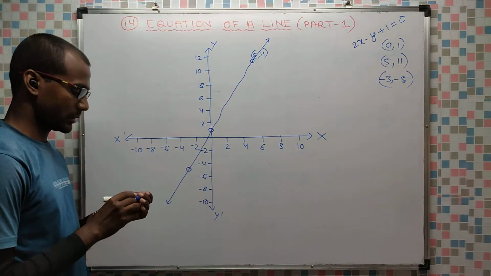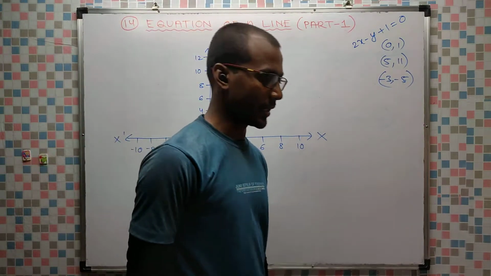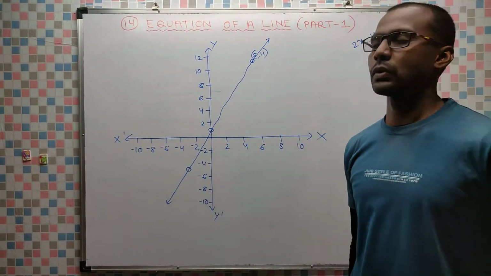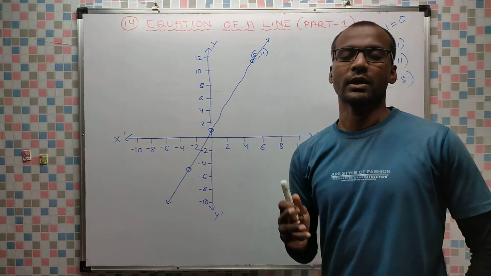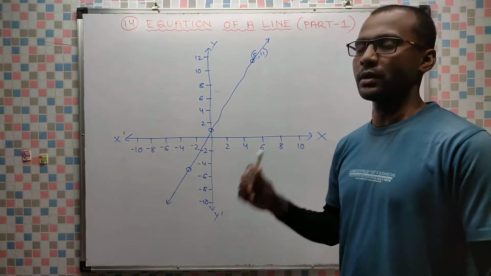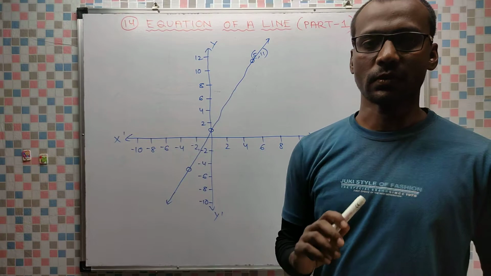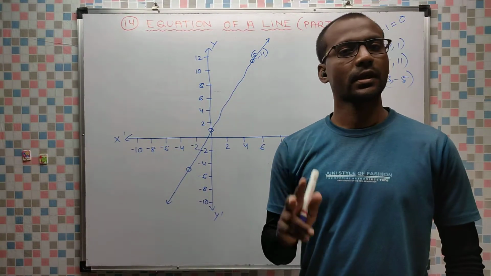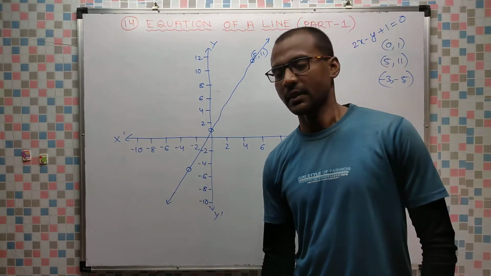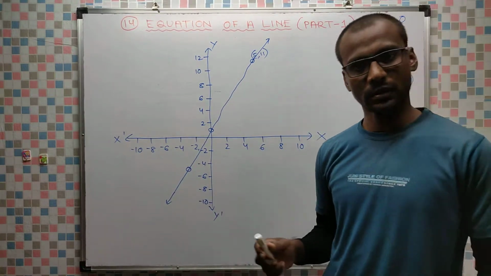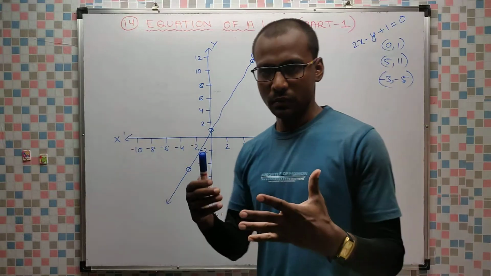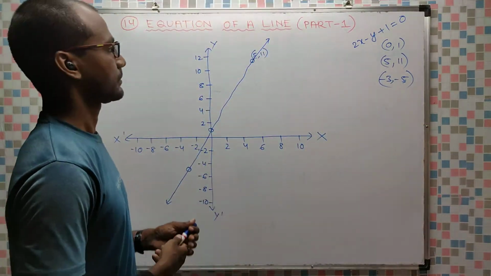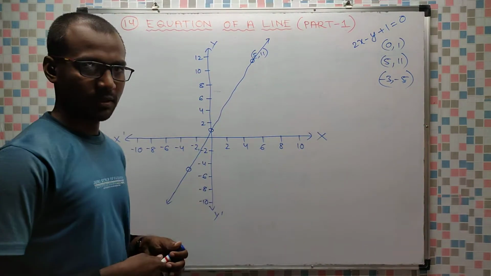So from this we conclude that a linear equation in two variables represents a straight line. This I told in class 9 also. Again I am telling, a linear equation in two variables always represents a straight line. Ready? And it has infinitely many solutions.